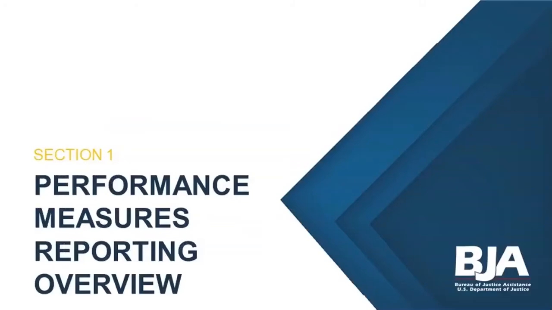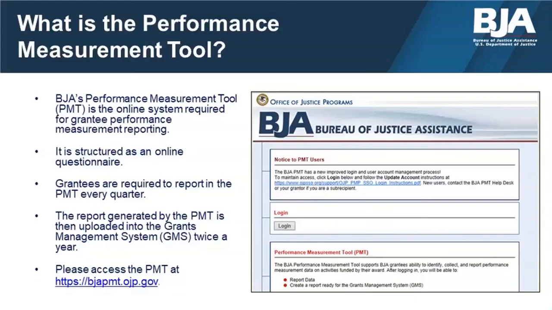Now we'll look at an overview of performance measures and the reporting process. So what exactly is the PMT? The Performance Measurement Tool is the online data collection tool for Office of Justice Programs grant recipients. It is structured as an online questionnaire and is available year-round. The PMT contains lots of information and tools to assist you in your reporting, so let's take a look.